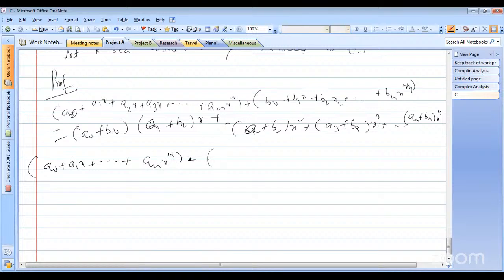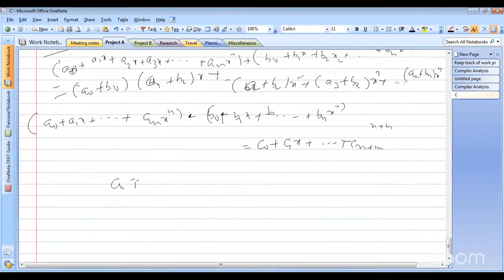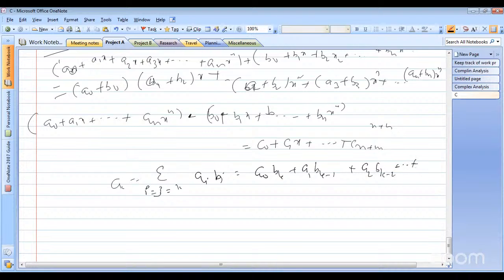In multiplication, b0, b1x, and so on, b_m x^m, we get c0, c1x, and so on, up to c_(n+m) x^(n+m). So therefore c_k is equal to the summation over i plus j equals k of a_i b_j. So therefore a0 b_k, a1 b_(k-1), a2 b_(k-2), and so on up to a_k b_0 we are writing here. Note that in the above definitions, a_i is equal to 0 for i greater than n, and b_j is equal to 0 for j greater than m.